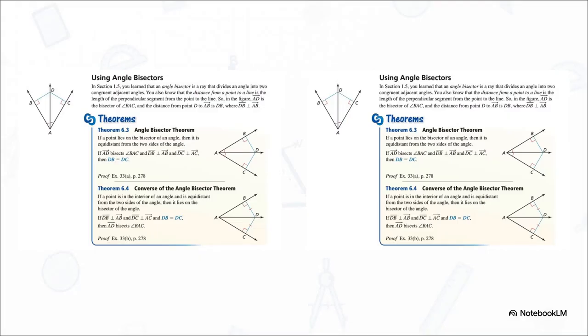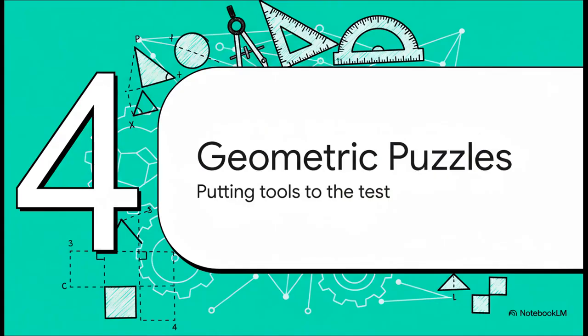And check it out, we see that same beautiful two-way logic. The theorem says, if a point is on the angle bisector, then it's equidistant from the two sides, and the converse flips it. If a point is equidistant from the sides, then it must be on the angle bisector. See? It's a perfect relationship that works in both directions. Okay, enough theory. We've got our tools, we've read the instruction manual. Let's open up the workshop and actually solve some stuff. Time to put these tools to the test.